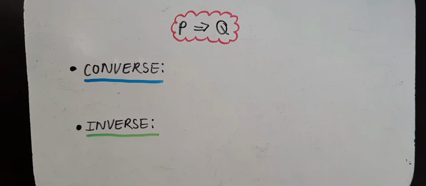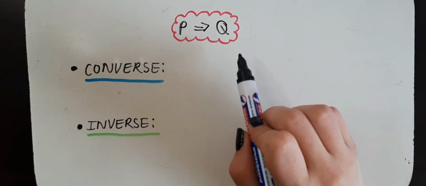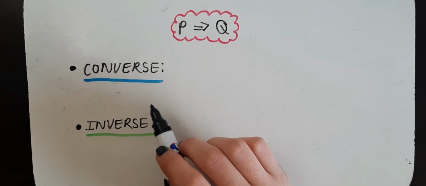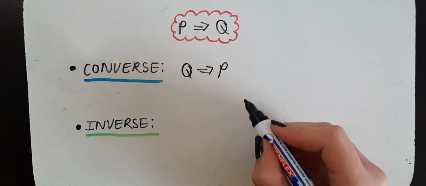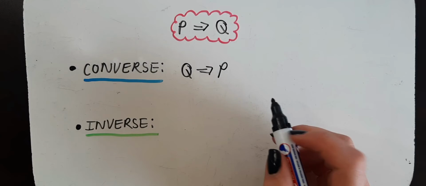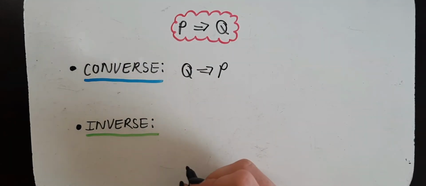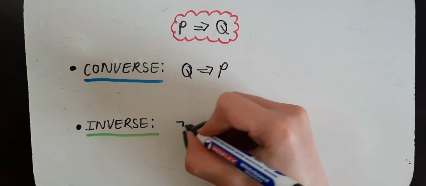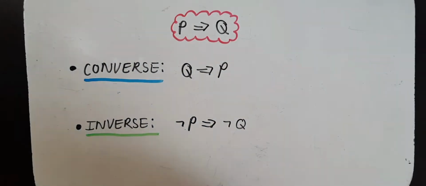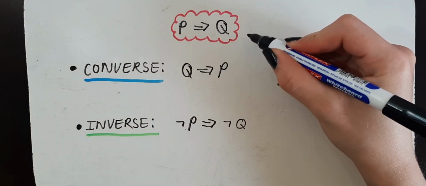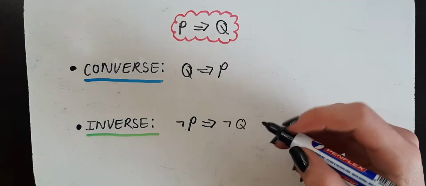Next, we will look at the converse and the inverse of an implication. If we have the implication P implies Q, then the converse will simply be Q implies P. You just switch them around. The inverse of P implies Q will be not P implies not Q. You keep it exactly the same as this implication, you just negate P and Q.